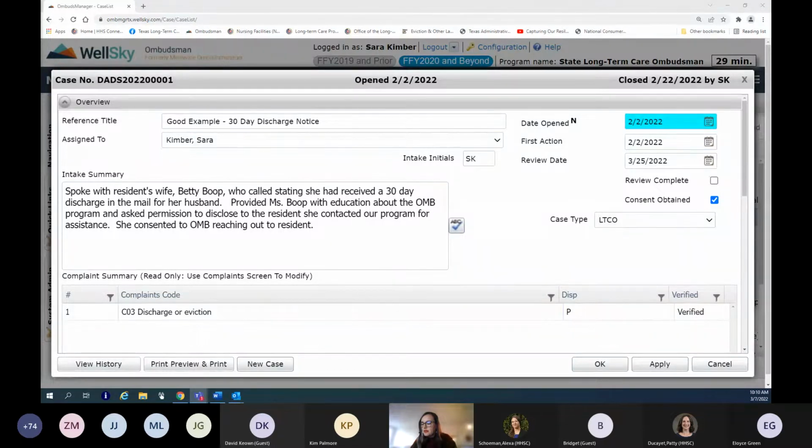The first thing I always think of is, can I learn the resident story from WellSky? So can we learn Mr. Boop's story? So Alexa told us earlier in this presentation that when we're doing documentation, we need to make sure we're documenting the intake summary, consent, verification, actions taken, and disposition. So I'm going to go through all of those. First thing I want to mention here is my reference title. It says 30-day discharge notice. That is great. It's really exact.